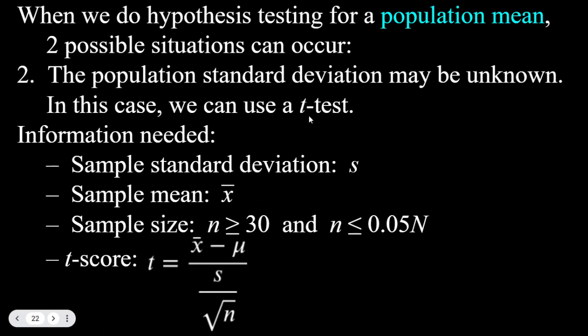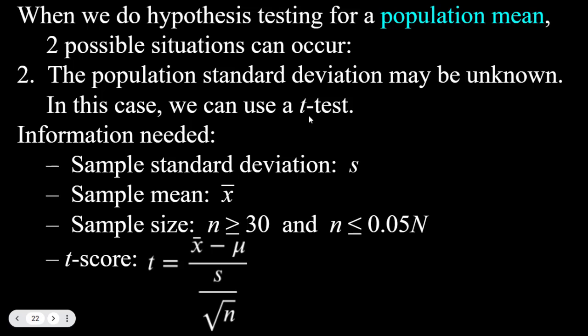The next possible situation, and probably more likely with our population mean, is that the standard deviation for the population is unknown. And in this case, we would use a t-test. And our information that we would need here, instead of the population standard deviation, we will need the sample standard deviation, S. We will still need the sample mean, x bar. The sample size still has to be greater than or equal to 30.